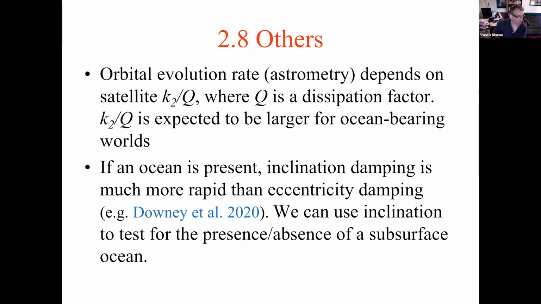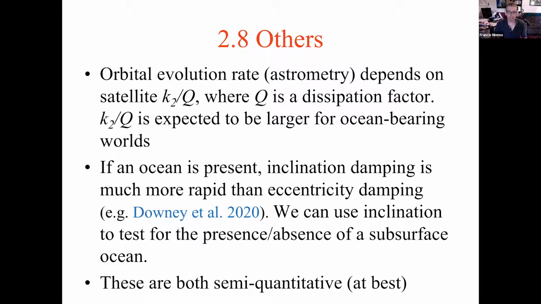Similarly, it's not obvious, but it is the case that if you have an ocean, then you can damp the orbital inclination much more rapidly than you can damp the eccentricity. And so if you see an object that has a damped inclination, that might be another indication that there's a subsurface ocean. The problem with both these techniques is that they are semi-quantitative. You can't really do a precise job, but there are at least indicators that there might be a subsurface ocean there.